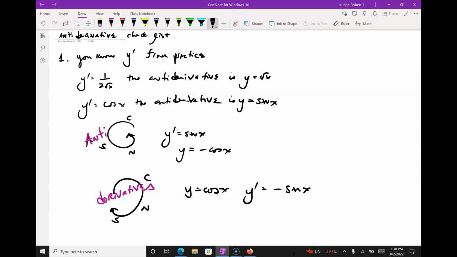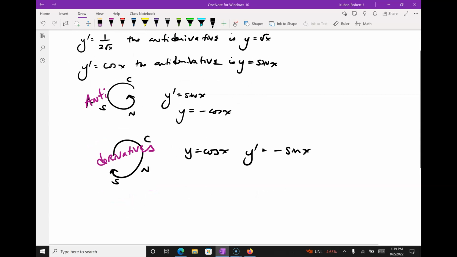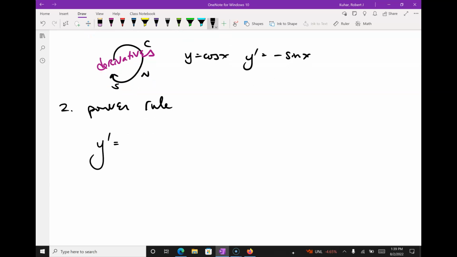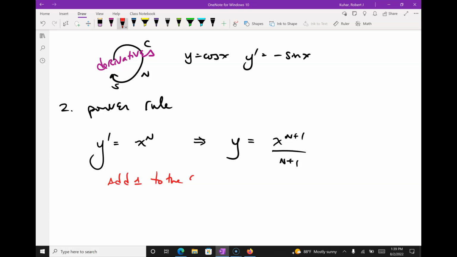The second thing on my list is the power rule. So if I say that y prime is x to the n, I'm going to get an antiderivative of y equals x to the n plus 1 over n plus 1. So notice what I did. What did I do to my exponent? Add 1 to the exponent, and then divide by the new exponent.